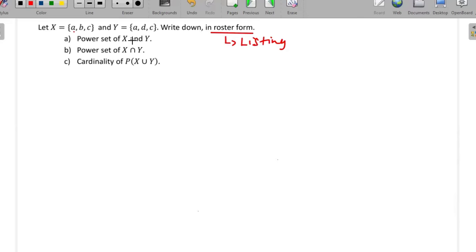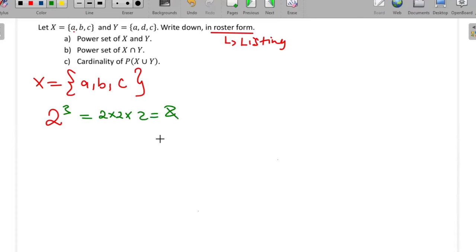We said the power set is just the set that will contain all the subsets of that particular set. For X, this one has A, B, and then C, right? The first thing that you do is find out how many subsets this set has. It will be 2 to the power of how many elements are here? 3. So this will just be 2 multiplied by 2 multiplied by 2, which is simply 8. So it has 8 subsets, and we need to list 8 subsets here.